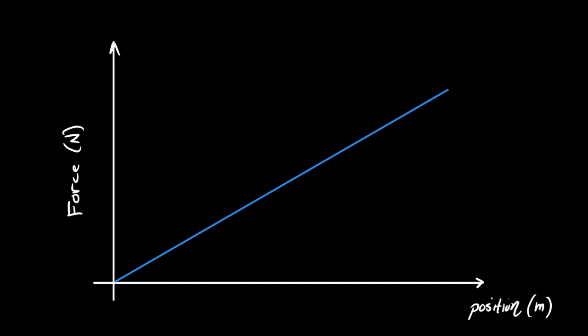That if I move the object to here, I have to push this hard. But to move the object to here, I have to push this hard. So I clearly have to push harder if I want to move the object further.